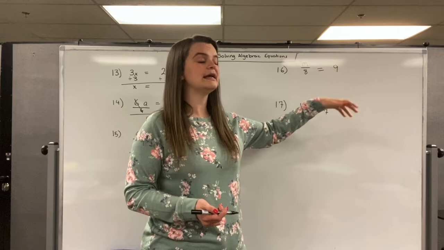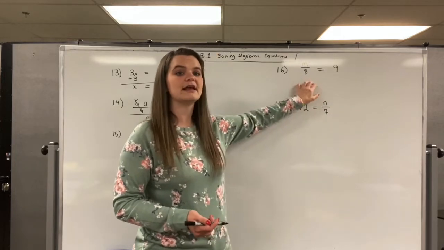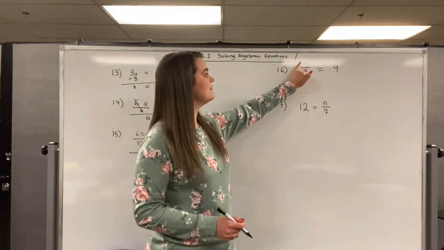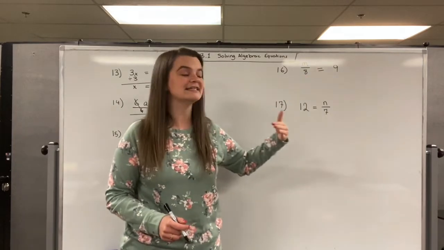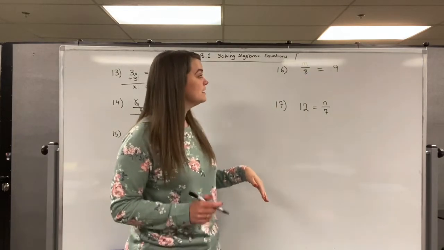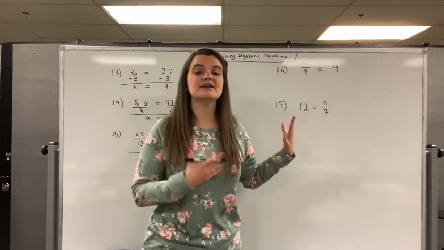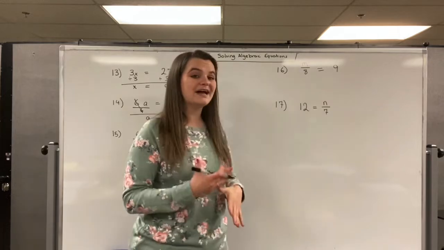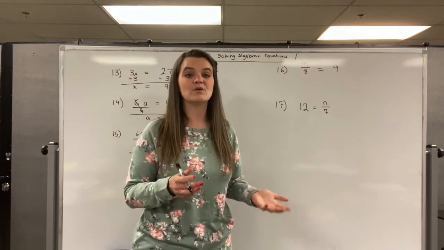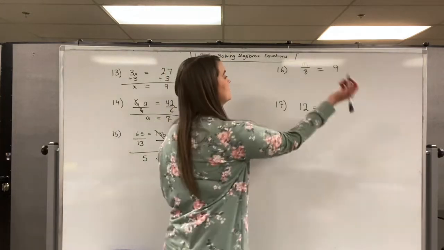It looks like I wrote that right in the glare on the camera. I don't know if you can see it. It says m divided by 8 equals 9, or m over 8 equals 9. So if we're dividing up here, in order to get m all by itself, what are we going to do? We're going to multiply.